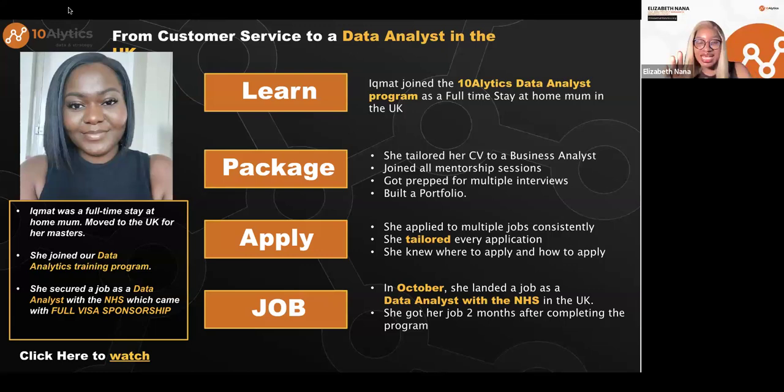Now, after Ikmat identified the program, she joined the Data Analytics program. The next thing she did was package herself. She was able to tailor a CV to fit the roles that she wanted to apply to. She joined mentorship sessions. She got prepped for multiple interviews. That's also something I'm going to shed more light on. It doesn't matter how many interviews you get. If you get 100 interviews, we'll prep you 200 times.